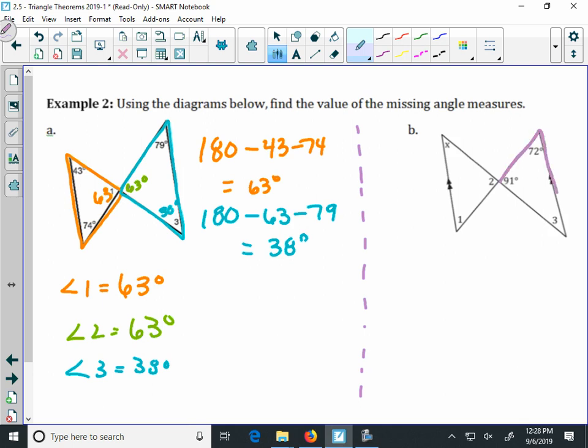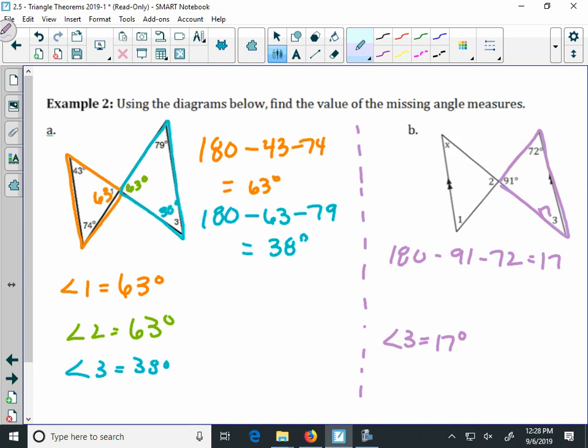Very good. We have a triangle here. Subtract these from 180 to get that third angle of your triangle. So 180 minus 91 minus 72. What did that give you? 17. So angle 3 is 17 degrees. What other angle can we find?